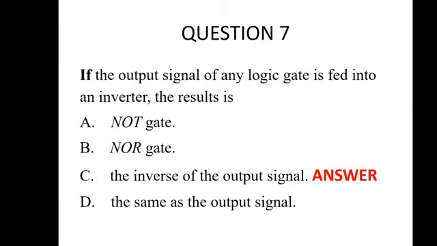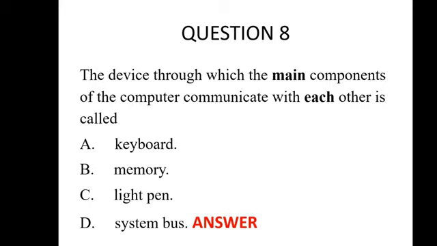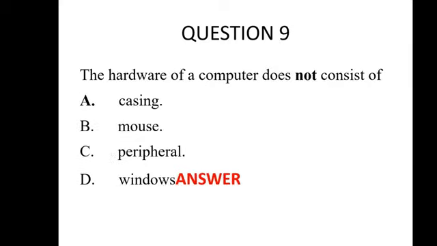7. If the output signal of any logic gate is fed into an inverter, the result is the inverse of the output signal. 8. The device through which the main components of the computer communicate with each other is called the system bus. That's what carries data from one point to another. The hardware of the computer does not consist of Windows. Windows is the software.